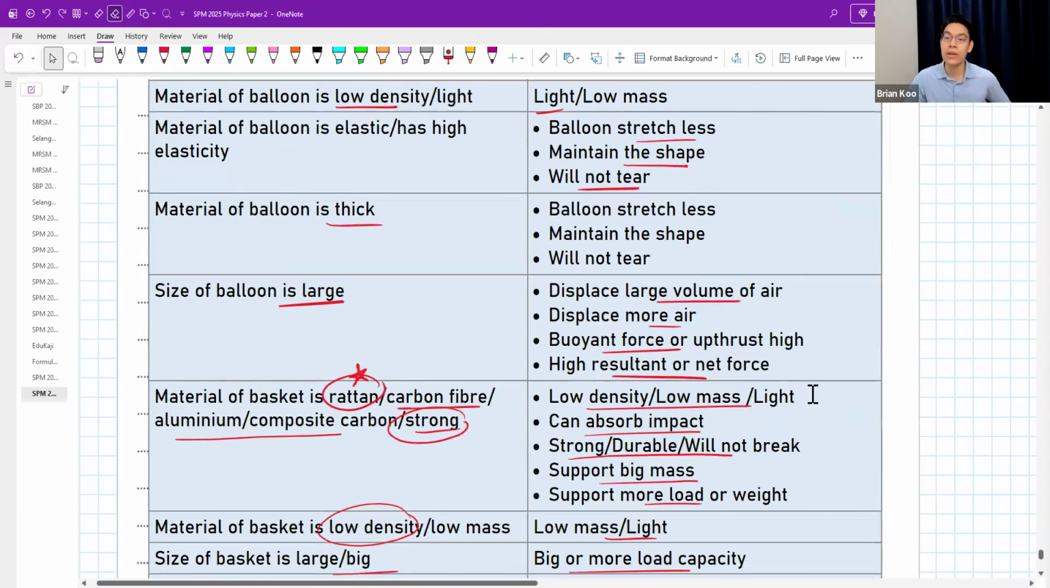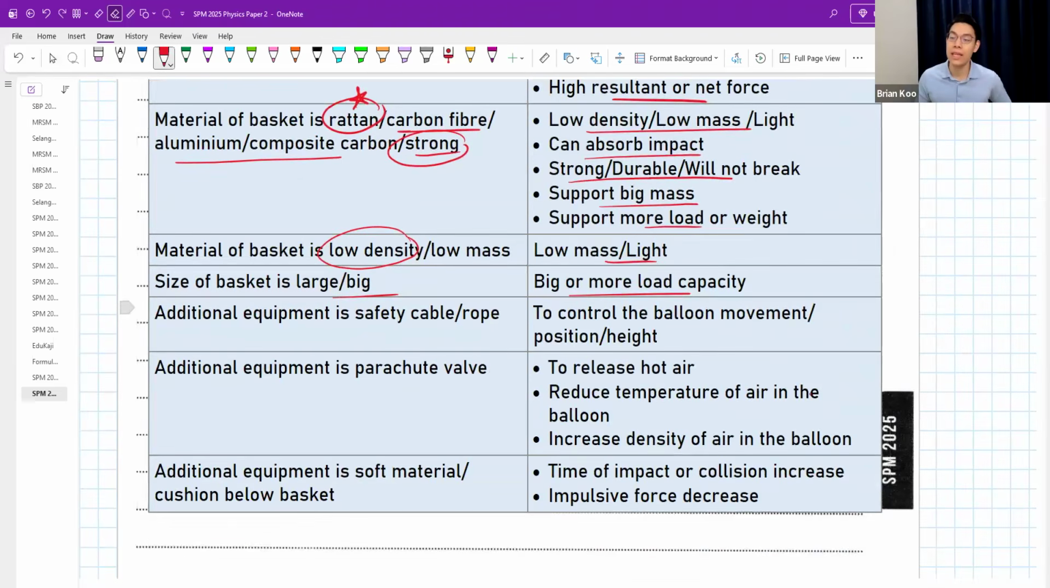Additional equipment, we can have some safety cable or ropes. Usually the ropes are to control the balloon, where it moves and all. Sometimes when the wind blows, I need to pull a certain rope. Maybe the wind blows to the left side, I need to pull the balloon back with some string, some rope.